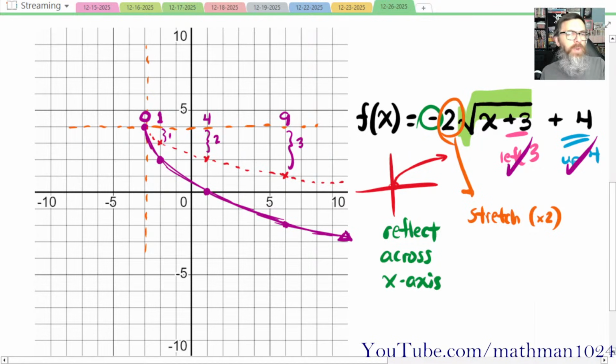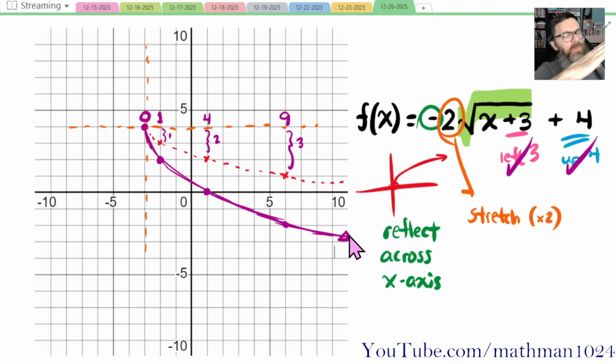Something to watch out for when it comes to the square root is that as it's curving and going down, it's going to continue to get lower and lower. Now, it's not going to make a sharp turn going down. It's also not going to curve up. We're going to be careful about that.